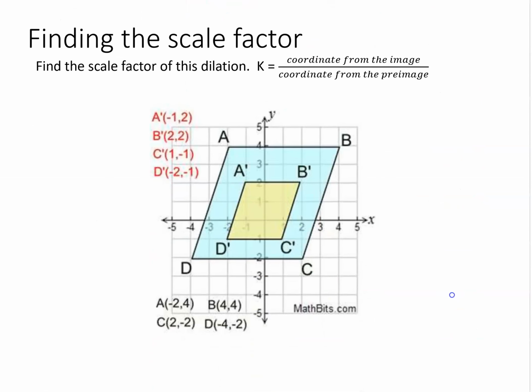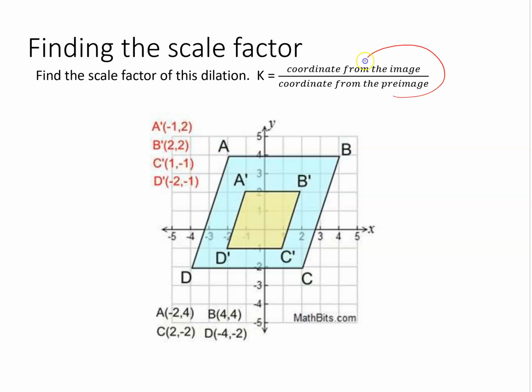So the scale factor, to find it, is always the image divided by the pre-image. So let's remember, the image is what you had after the dilation. The pre-image, of course, pre is before, it's before the dilation. So after divided by before. In this case, the before is the blue, and the after is that yellow greenish color. We'll call it yellow.